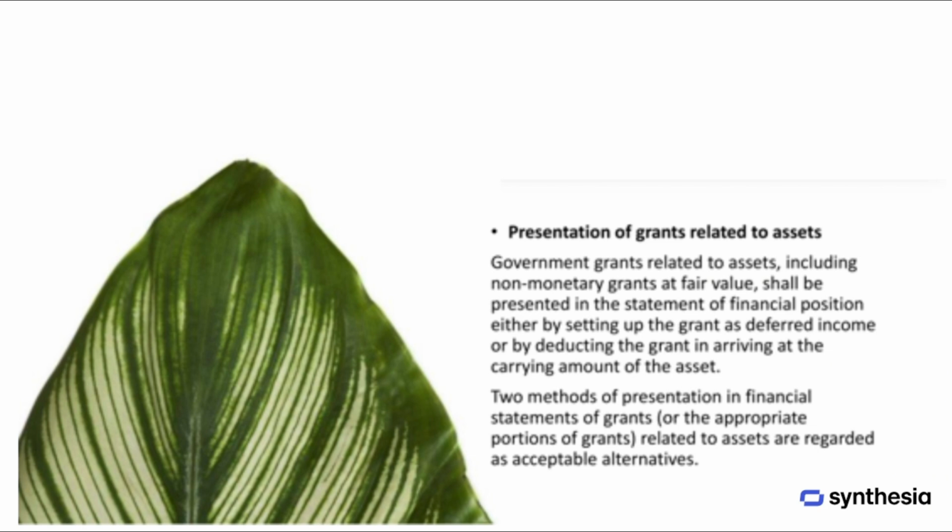Government grants related to assets, including non-monetary grants measured at fair value, should be presented in the statement of financial position either by recognizing the grant as deferred income or by deducting the grant from the carrying amount of the asset. Both methods are considered acceptable alternatives for presenting such grants in the financial statements.